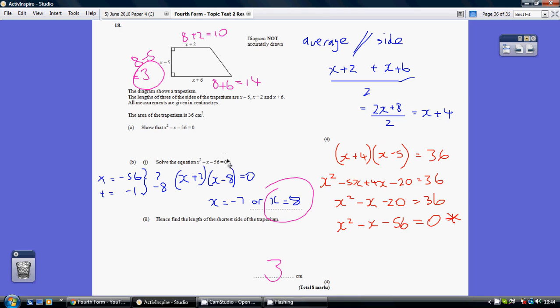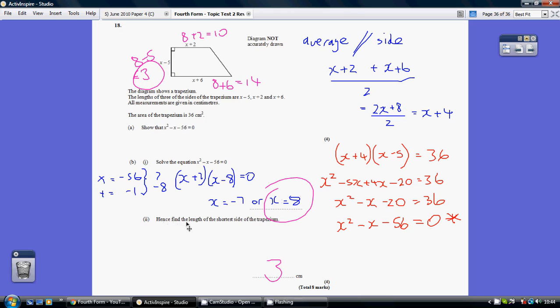So we can solve this by factorising first. So two magic numbers that multiply to make minus 56, but add to be minus 1, that's 7 and minus 8. So x plus 7, x minus 8 equals 0. So our two solutions are x equals minus 7 or x equals 8.